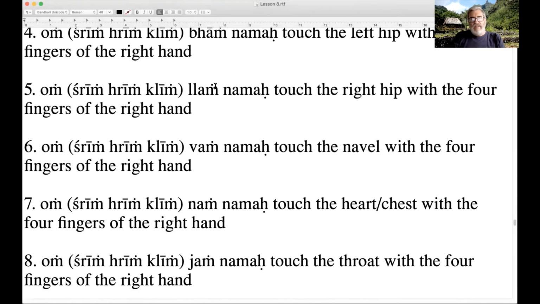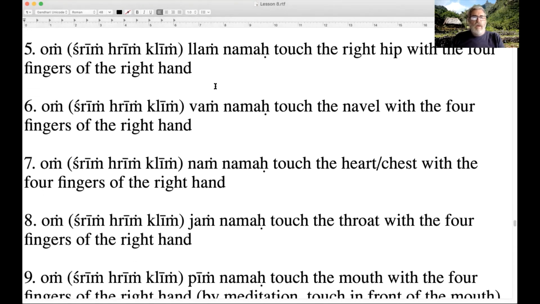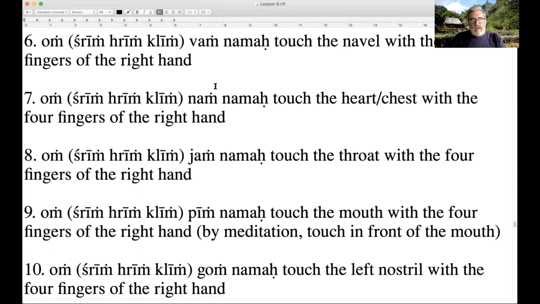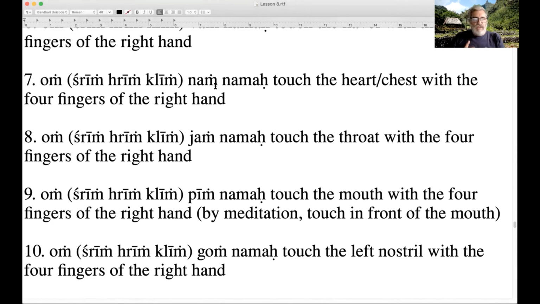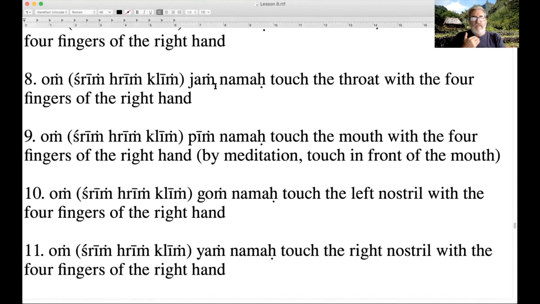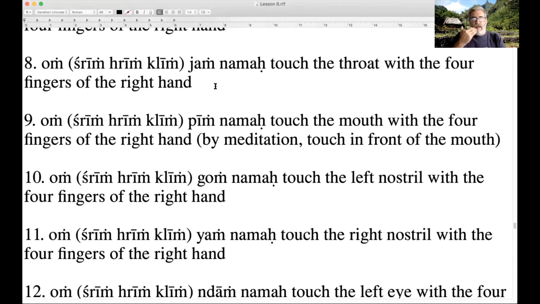Om Lam Namaha, touch the right hip with the 4 fingers of the right hand. Om Vam Namaha, touch the navel with the 4 fingers of the right hand. Om Nam Namaha, touch the heart or chest with the 4 fingers of the right hand. Om Jam Namaha, touch the throat with the 4 fingers of the right hand. Om Pim Namaha, touch the mouth, or just in front of the mouth, right, with the 4 fingers of the right hand.